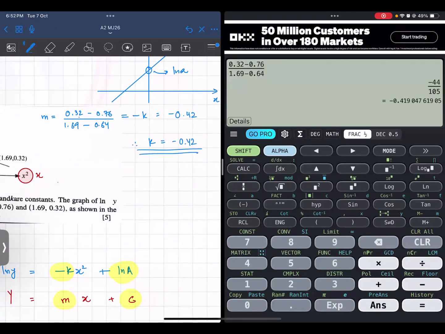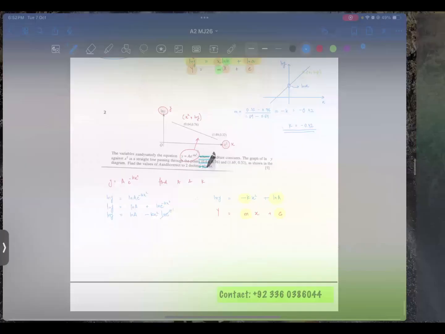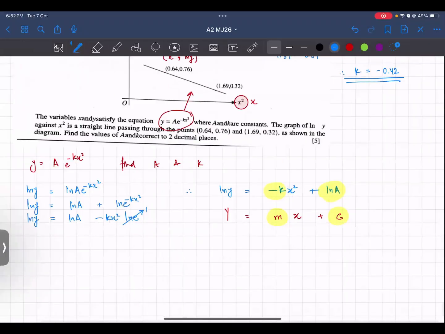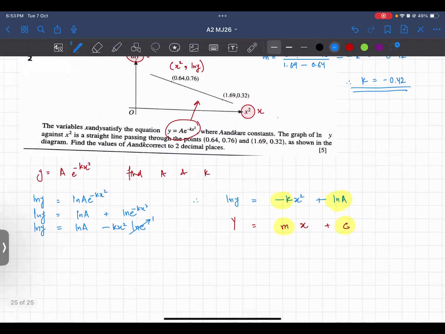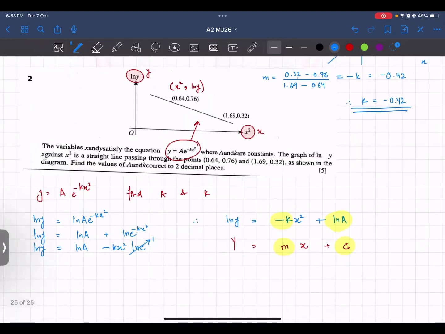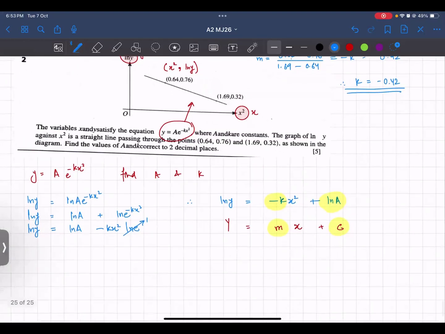And now they're asking you to get the value of a as well. Now how can you do that? You can use any one of the points as well. So you can substitute one of the coordinates that they have given you. Look, it is 0.7, 0.64, comma 0.76, this one.